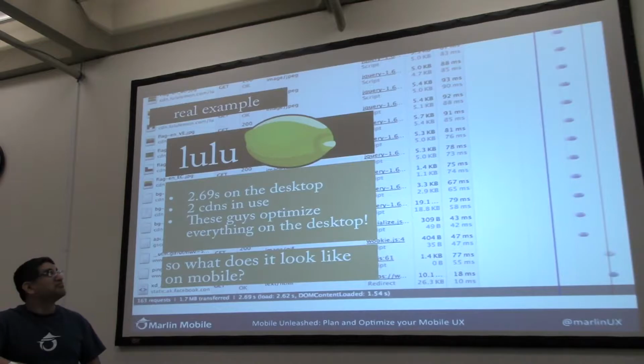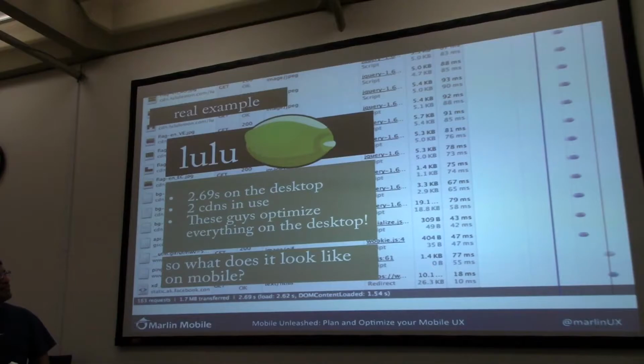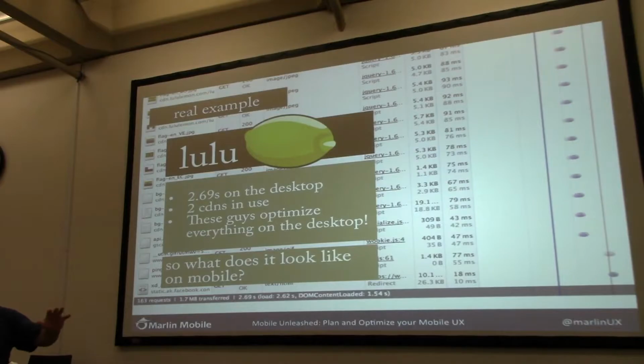And they use 2 CDNs right now, so they're on the higher end of the spectrum. They're like, okay, we've got our CDNs, we've got one for images, we've got one for content, we've got a URL for our stuff. We've had some conversations with them, and these are the people that you want to meet. They optimize everything for the desktop experience. They're bit-shipping images, they're doing everything you want to do. These are the guys you want to go have a drink with and pick their brain.